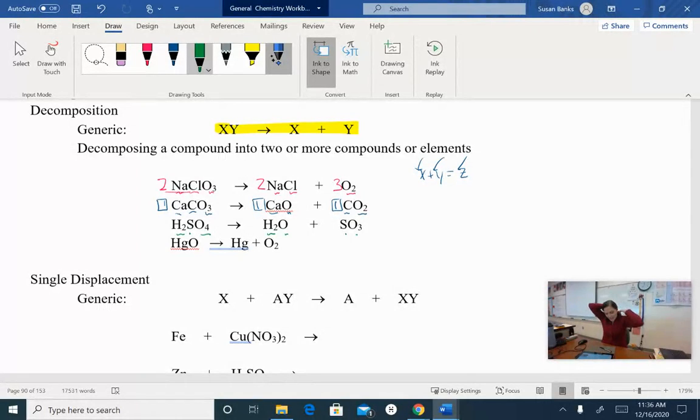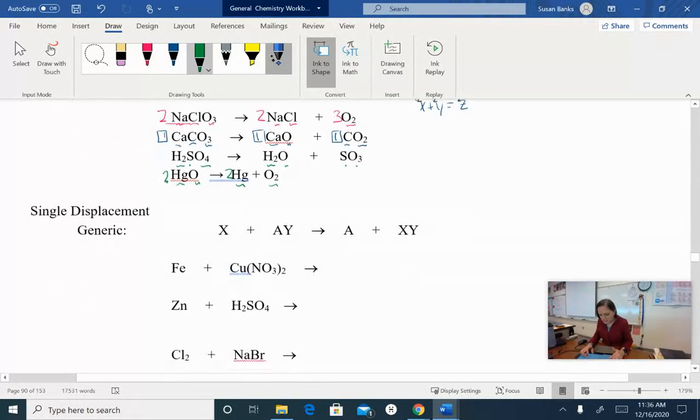Okay, and here, last but not least, I've got mercury 2 oxide decomposing into mercury and oxygen. So I've got 1 mercury, I've got 1 oxygen and 2 oxygens. So I need to double this up so I can have 2 oxygens, which means I need to double up my mercury. Okay, any questions on decomposition? Decomposition is always about breaking something down into simpler things.